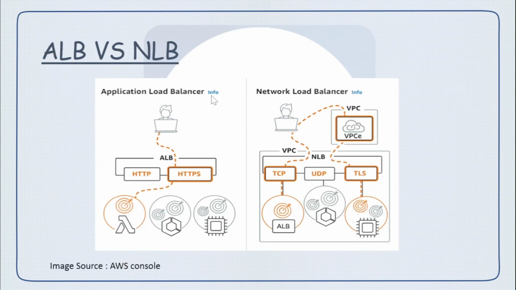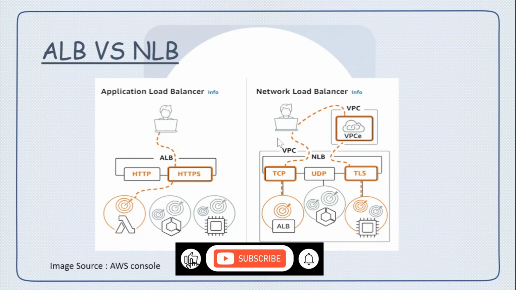So this is a quick design that shows some differences between ALB and NLB, and I have picked this design from the AWS console itself, so you can refer to that as well. In the case of ALB, it offers HTTP and HTTPS protocol, and the target group can be Lambda, EC2 instances, or IPs. But in the case of NLB, you have TCP, UDP, TLS traffic flowing in, and you can have other ALBs, EC2 instances, or IPs as the target as well. But the major difference you need to consider is that NLB works on TCP, UDP protocols, but ALB works on HTTP or HTTPS protocol.